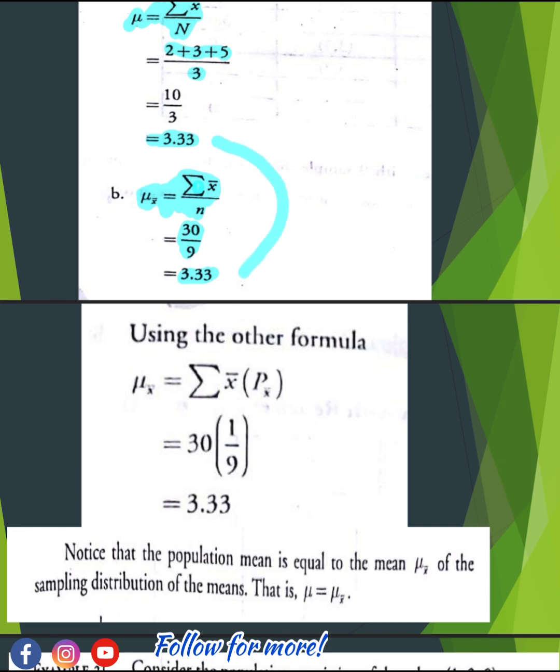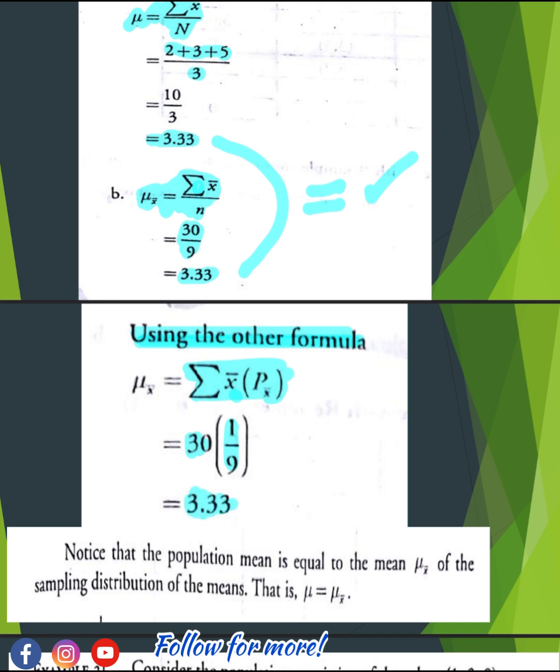Okay? Try to notice this, class. The two are equal, right? Okay. Using an alternative formula in getting the sample mean, use this formula: sample mean is equal to the summation of the sample mean times the probability of the sample mean. Okay, what is the summation of the sample mean? 30, right? Times the probability, 1 over 9. The product is also the same, 3.33.